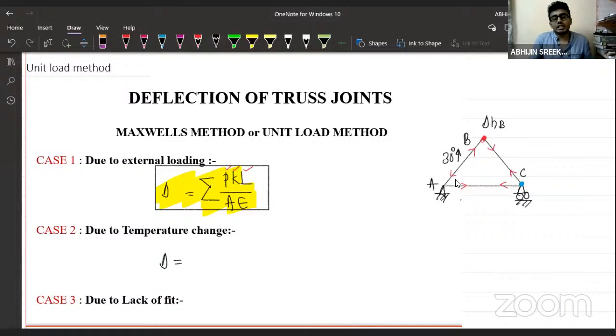Summation of, one second, let me write it properly. Summation of K L alpha delta T. K L alpha delta T.